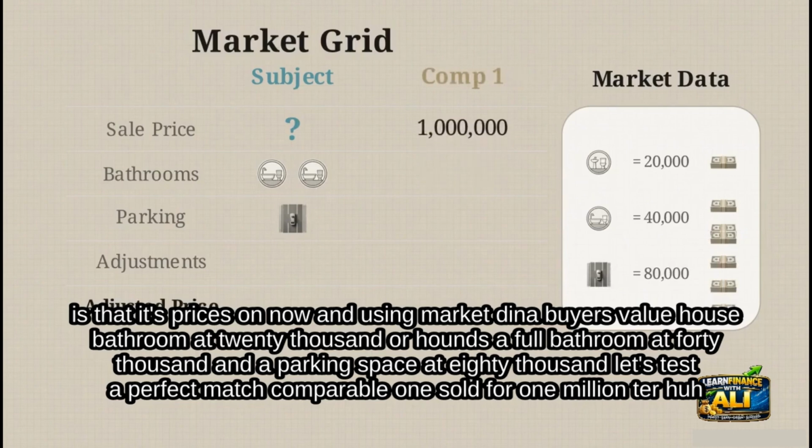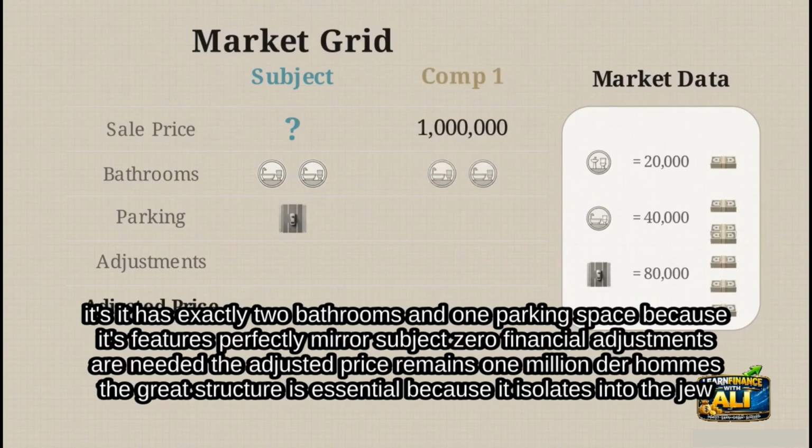Comparable 1 sold for 1 million dirhams. It has exactly 2 bathrooms and 1 parking space. Because its features perfectly mirror our subject, 0 financial adjustments are needed. The adjusted price remains 1 million dirhams.